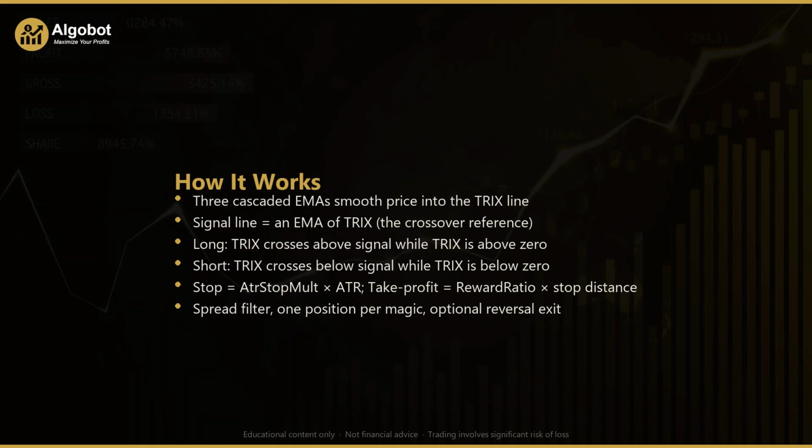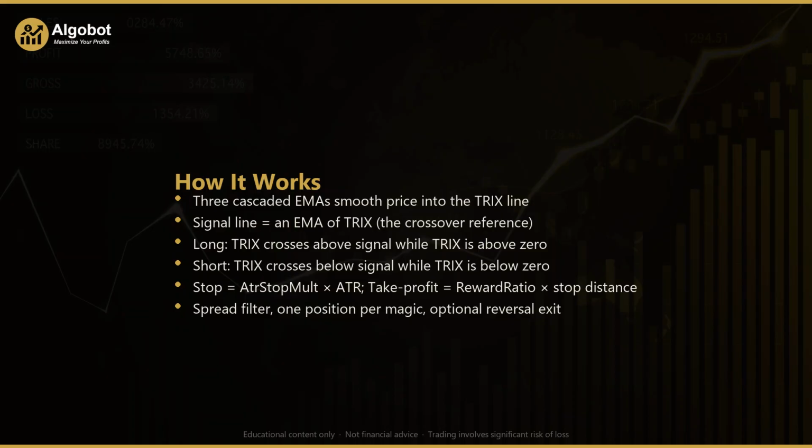The strategy tracks two references built on top of TRIX. The first is the signal line, which is simply a moving average of TRIX and acts as the crossover reference. The second is the zero line, which acts as a regime gate that tells the strategy which direction the market currently favors. For a long, two things must both be true. TRIX must cross above its signal line, and at that same moment TRIX must already be above zero. In plain terms, momentum is turning up, and it's turning up inside an established up regime.